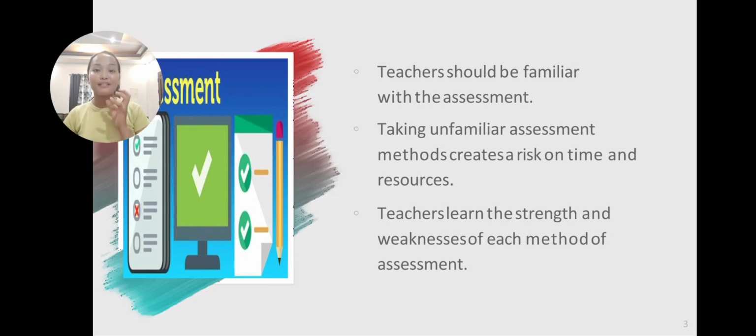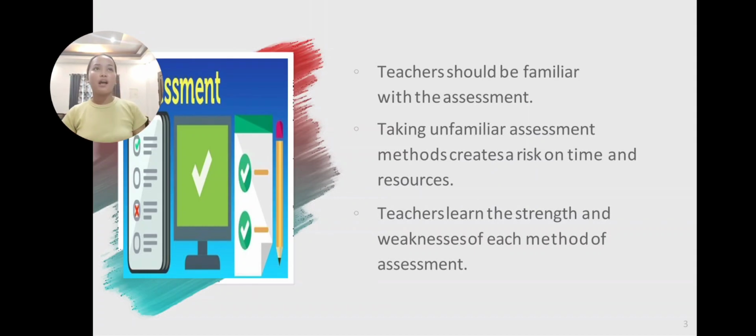You should assess first the assessment itself that you are integrating, because teachers learn the strengths and weaknesses of each method of assessment. So if this kind of method is not applicable towards your students, towards the group of students, if this type of assessment is weak in integrating it in the classroom situation, whether it is strong or on the side of weak, then you as a teacher should adjust. You should adjust your instruction.